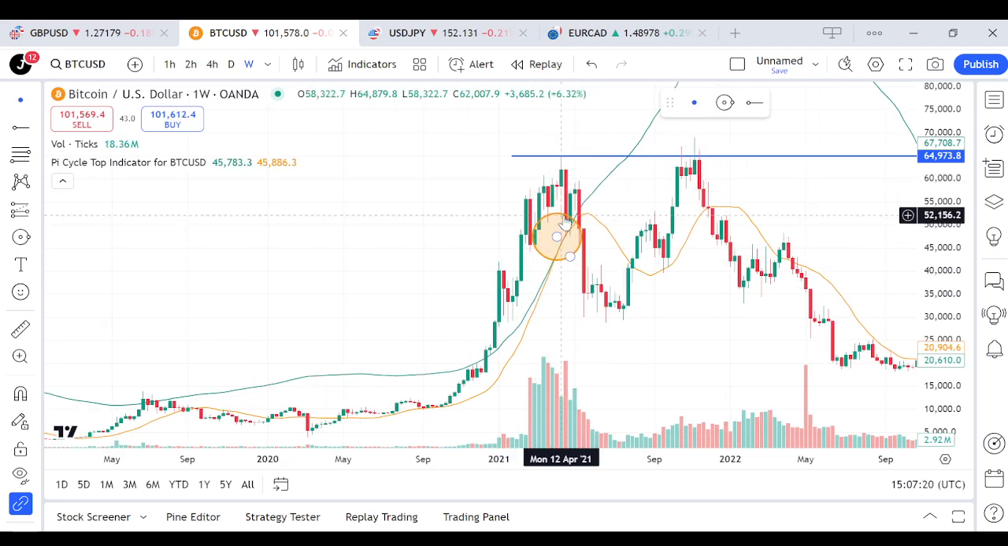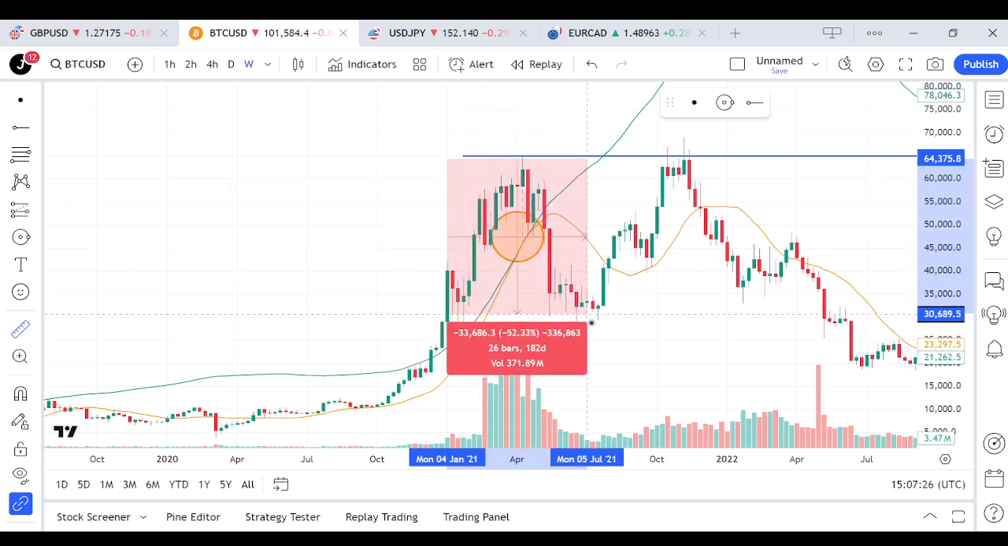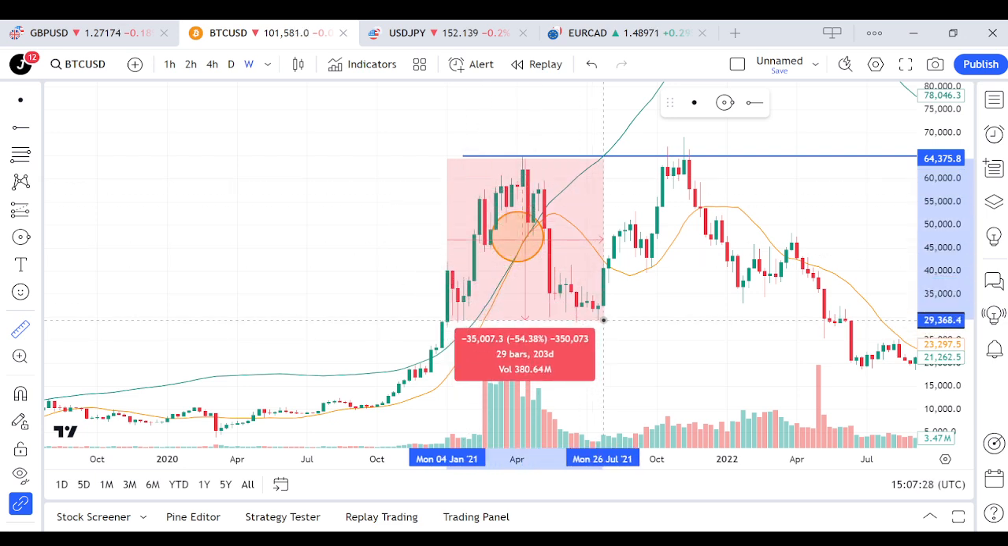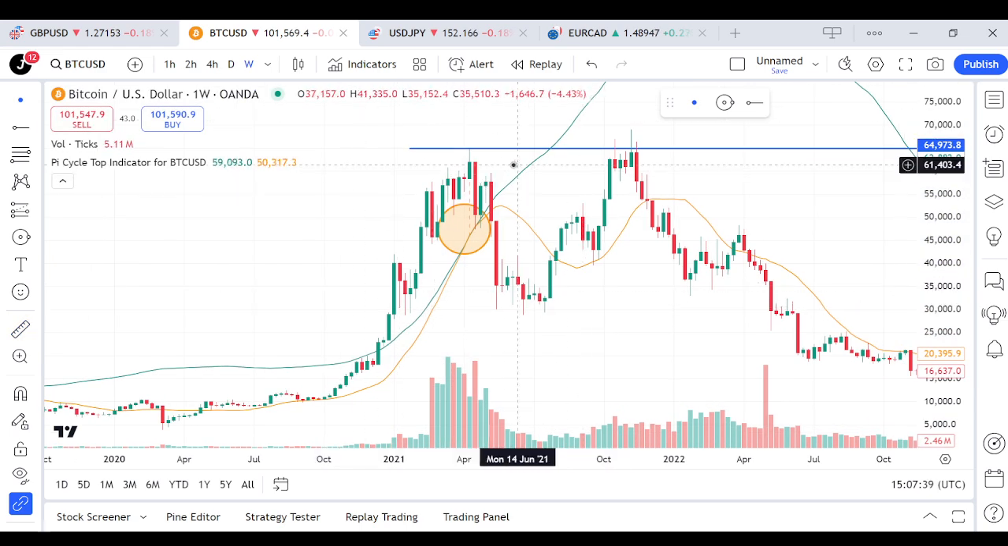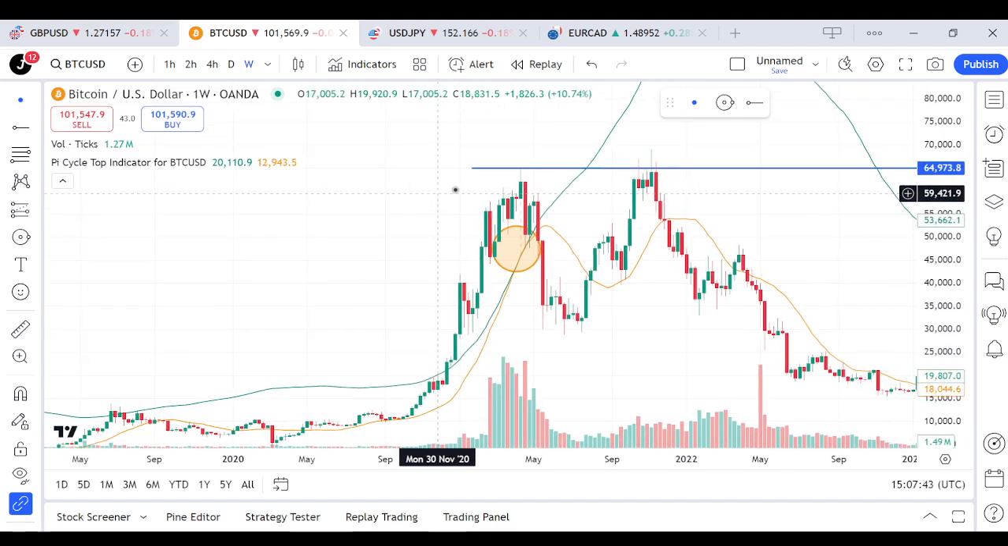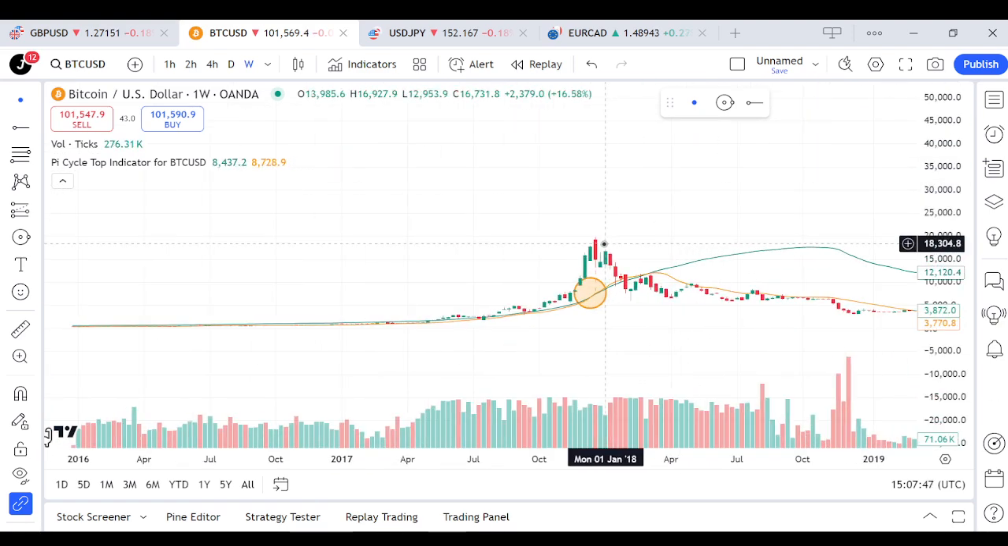You can see as we had that signal, price gave us a 50% drop, actually a 54% drop from that intersection. From that signal we had this 54% drop, signaling to us that that was the top of this Bitcoin price movement at the time. That was in 2021. So I'm going to look for another example.